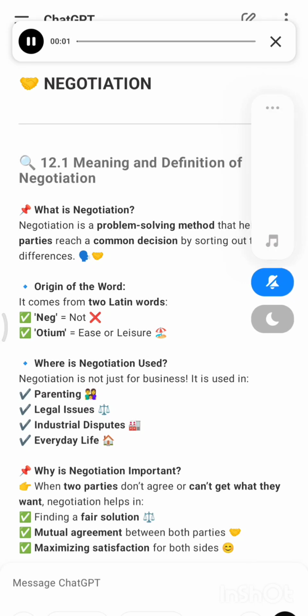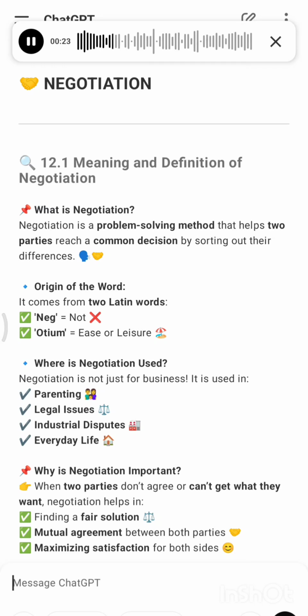12.1 Meaning and Definition of Negotiation. What is negotiation? Negotiation is a problem solving method that helps two parties reach a common decision by sorting out their differences. Origin of the word: it comes from two Latin words, neg equals not, otium equals ease or leisure.